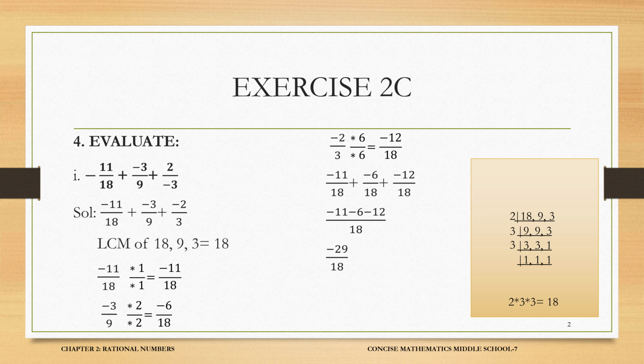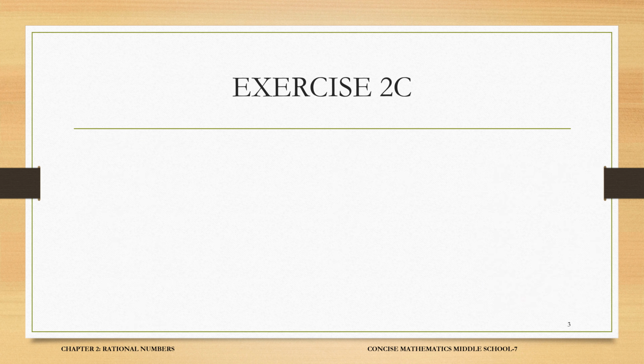Here all three are having a minus sign. See, all the three are having a minus sign. So you can directly put a minus sign and add this 11 plus 6 plus 12. Add all these three integers by putting a minus sign. I hope you understood this. Let's move on to the second question.